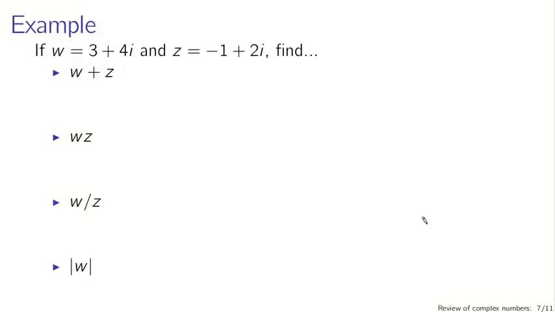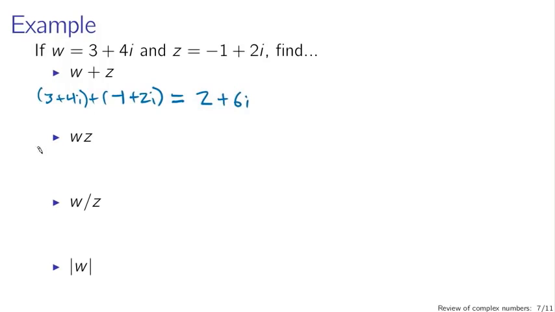But let's do an example. If w is 3 plus 4i, and z is minus 1 plus 2i, first of all, let's find w plus z. Well, w plus z is 3 plus 4i plus minus 1 plus 2i. That's straightforward. If you can keep track of your terms, 3 minus 1 is going to be our real part, so that's 2. And 4i plus 2i, which is plus 6i, is going to be our imaginary part.